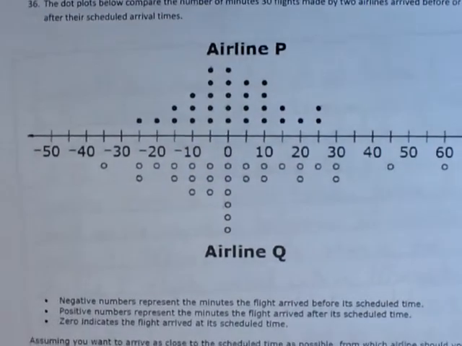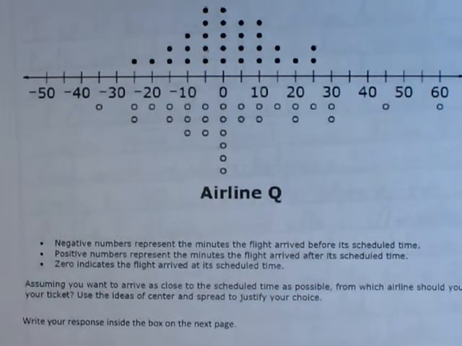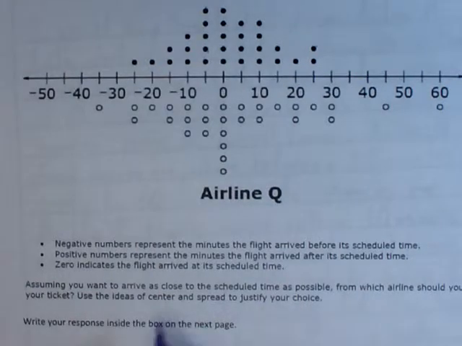So the question is, assuming that you want to arrive as close to the scheduled time as possible, which airline would you buy your ticket from? Use ideas of center and spread to justify your choice.